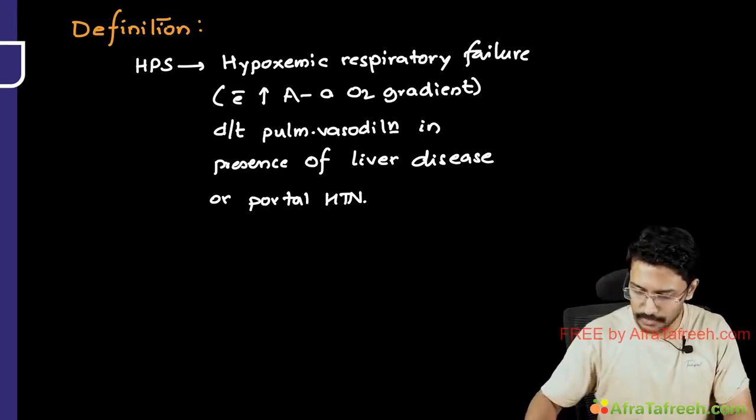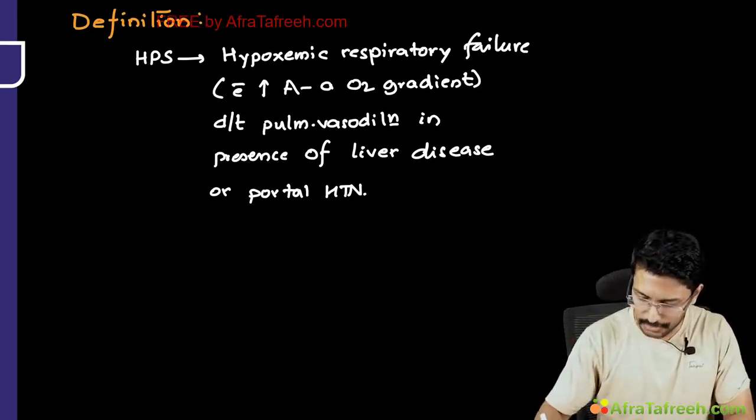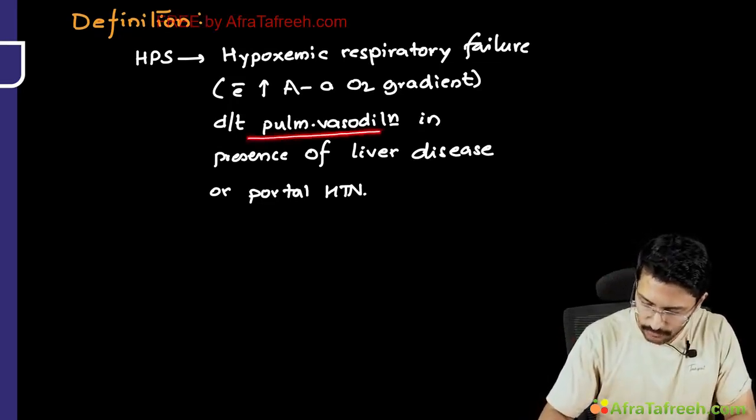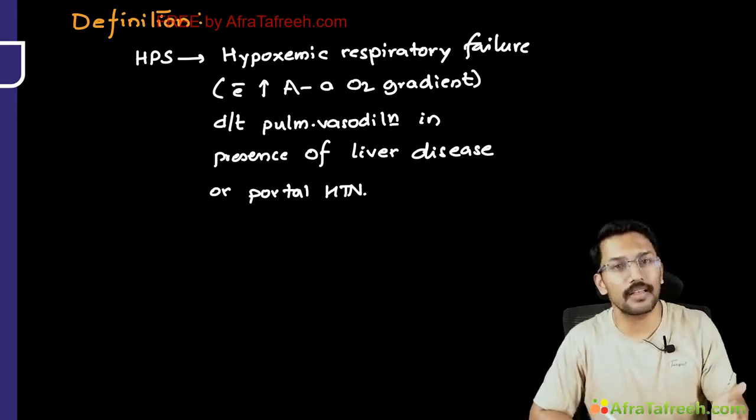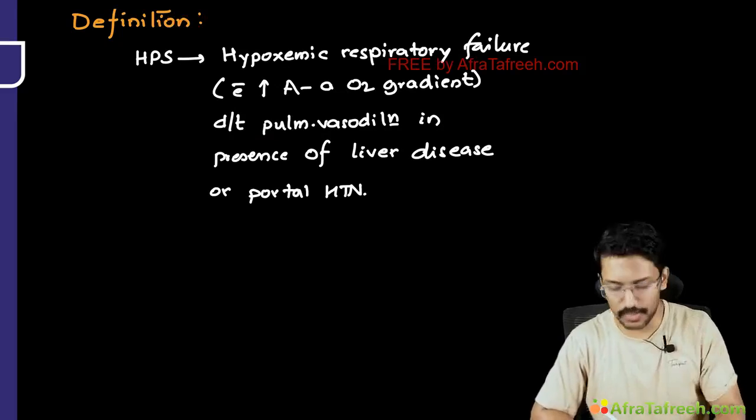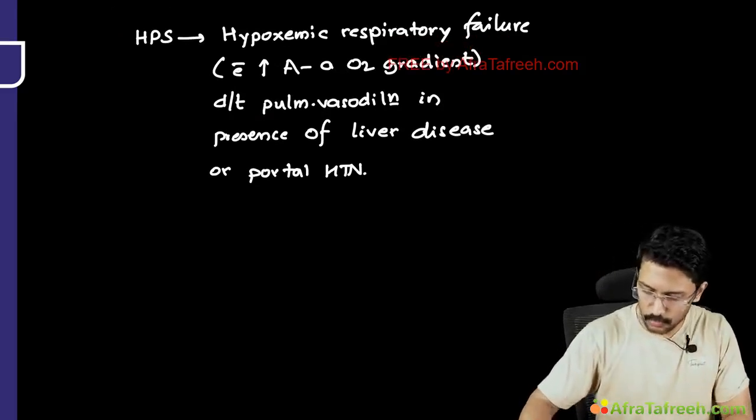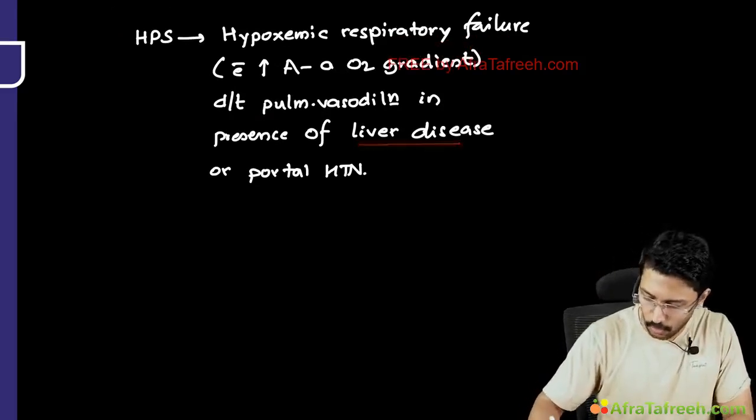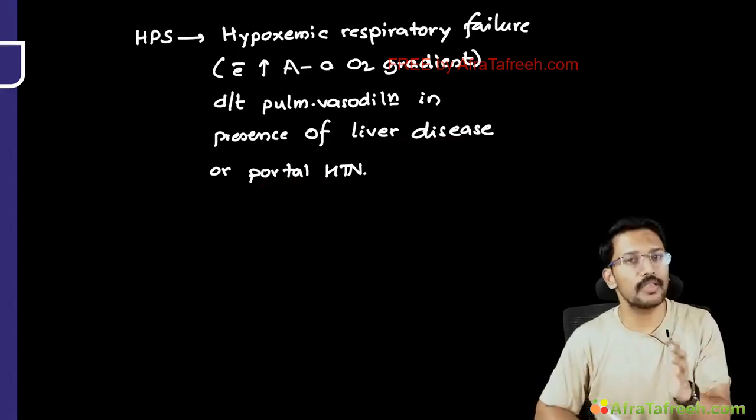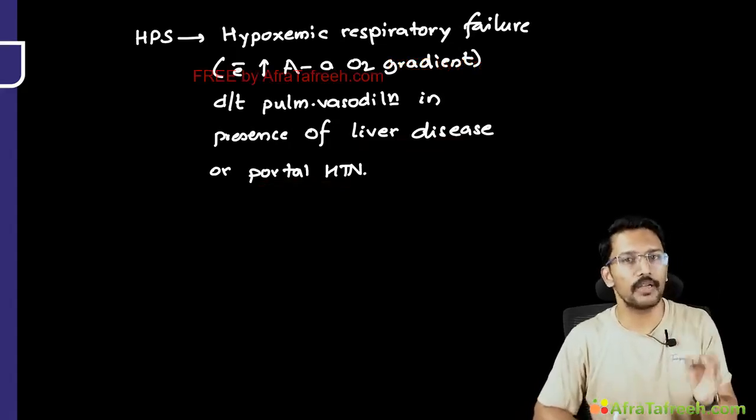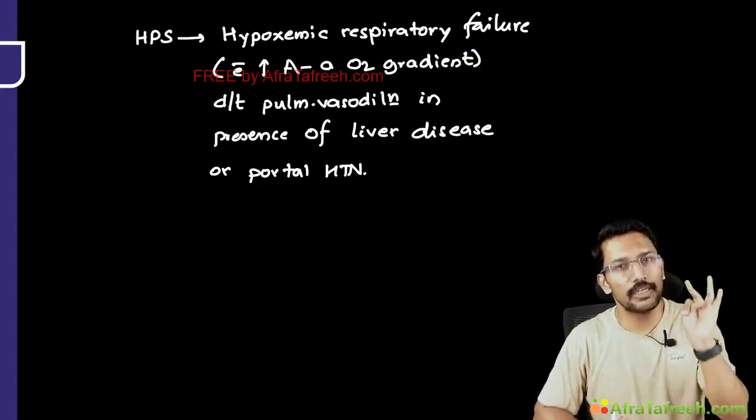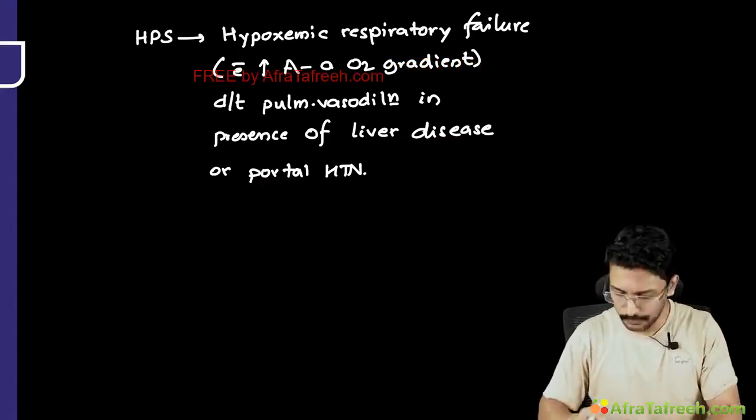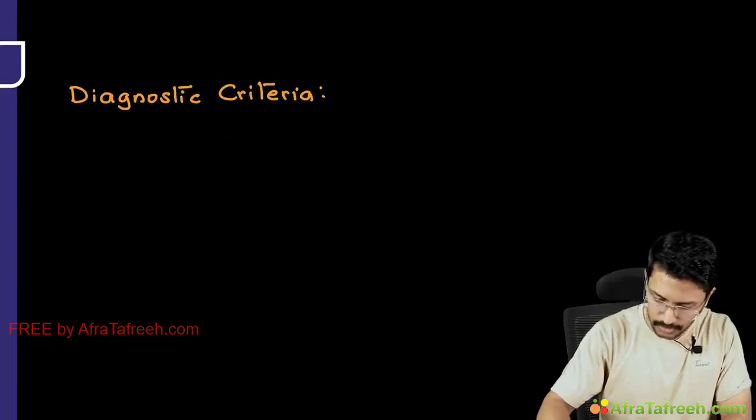The second criteria is, as the definition says, there should be pulmonary vasodilatation, so we need objective evidence to say that there is pulmonary vasodilatation. Then the third criteria is there should be evidence of liver disease or portal hypertension. When all these three things come together, we diagnose hepatopulmonary syndrome: hypoxia, pulmonary vasodilatation, liver disease or portal hypertension. Now let me pen down the diagnostic criteria.